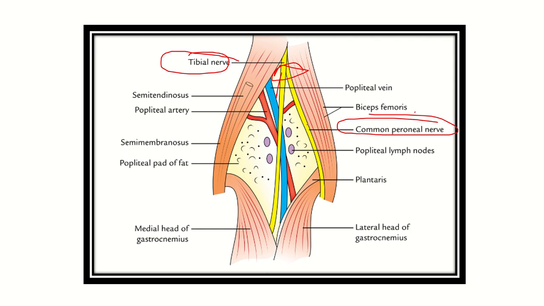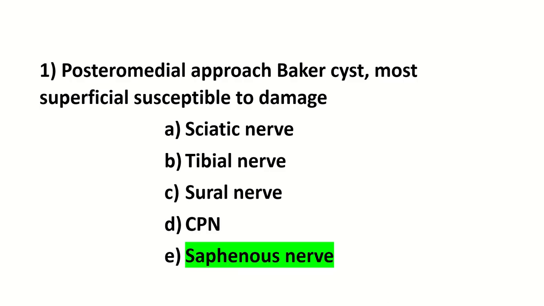Another important question: the most lateral structure in the popliteal fossa is the common peroneal nerve, and the most superficial is the tibial nerve. The tibial nerve lies most superficial in the popliteal fossa, not under the skin. It is within the boundary of the popliteal fossa. These structures are deep structures, but among them the most superficial is the tibial nerve, then the most lateral is the common peroneal nerve, and the deepest is the popliteal artery. So these three points are very important regarding the popliteal fossa content. So here our answer is ready.